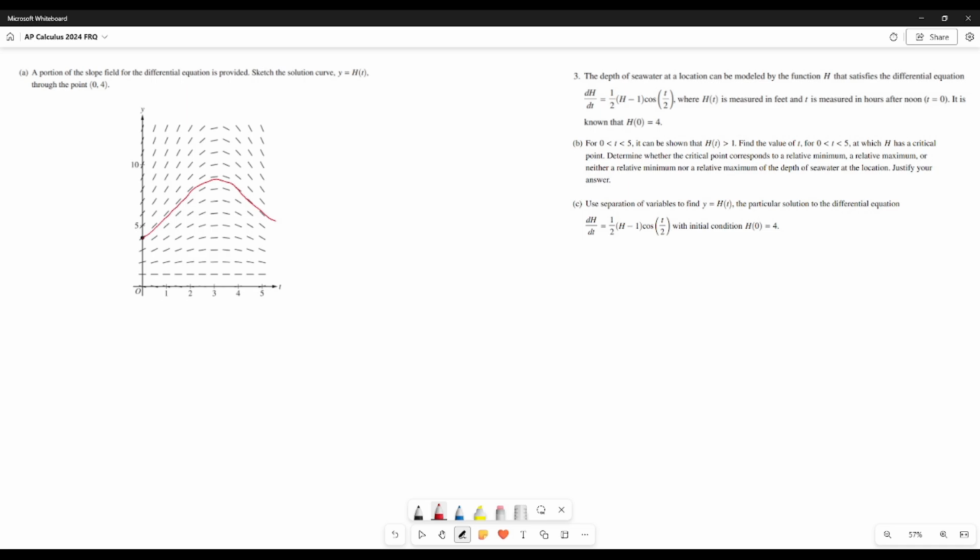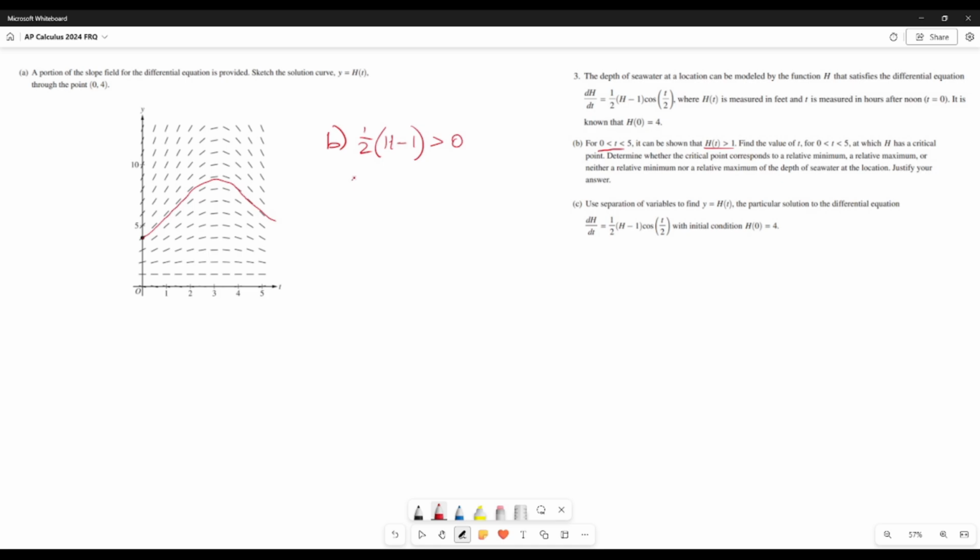Remember that a critical point is where the derivative of the function is either 0 or undefined. So to find this point, we simply take the differential equation from the question and set it equal to 0. Since on the interval we're given, h of t is greater than 1, we know that the first part of this function, the 1/2 times (h minus 1), is always going to be greater than 0. If that makes sense.